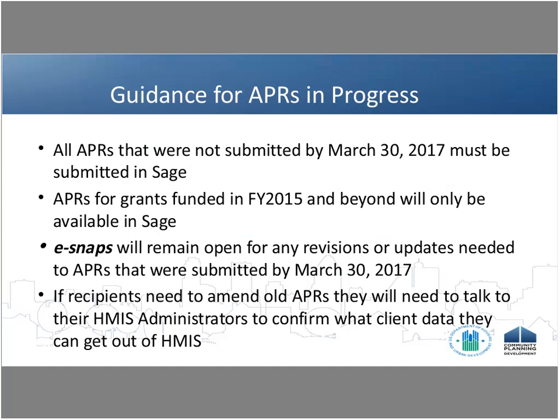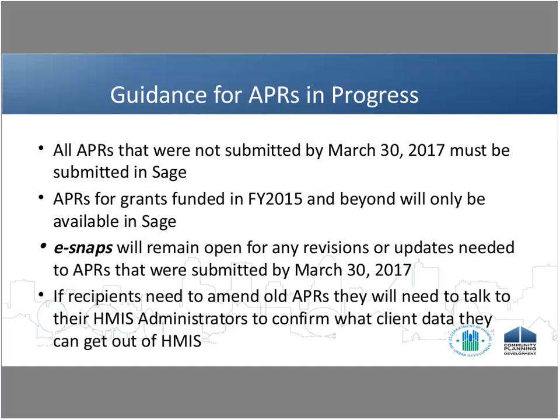We've gotten some questions about APRs that are already in progress. So for all APRs that were not submitted by March 30th, 2017, they need to be submitted in Sage. The APRs for the grants funded in 2015 and beyond will only be available in Sage, so there won't be the framework to submit the grants in eSnaps anymore. You'll need to do it in Sage.